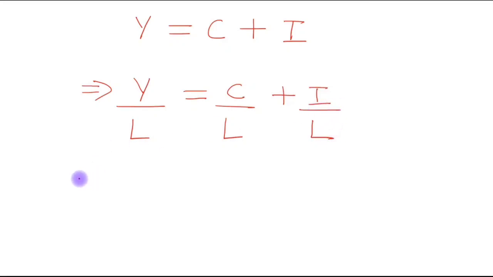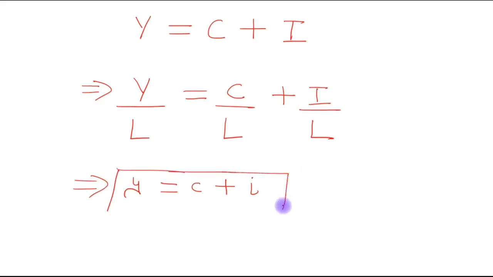Next step, this will be written as small y, which denotes output per worker, equals small c, which denotes consumption per worker, plus small i, investment per worker. So this equation is the per worker national income accounts identity. Fine.